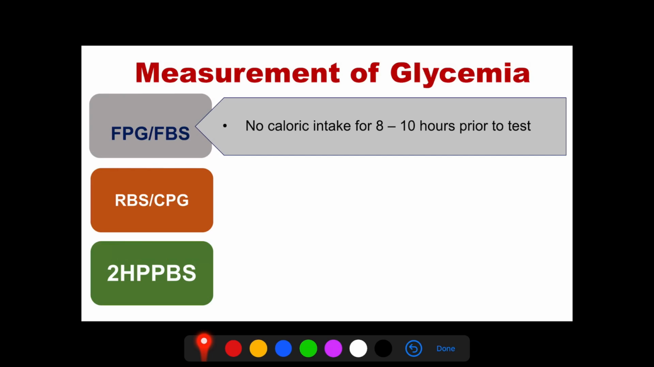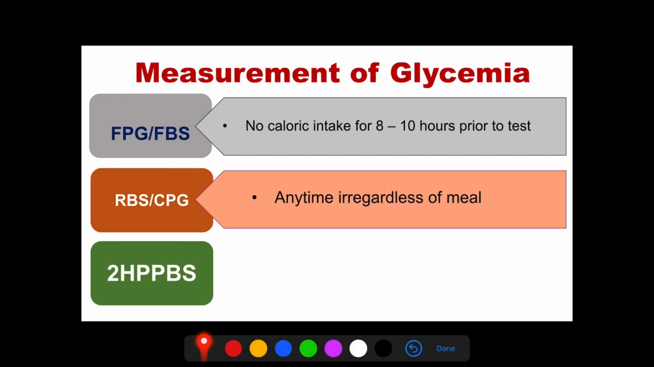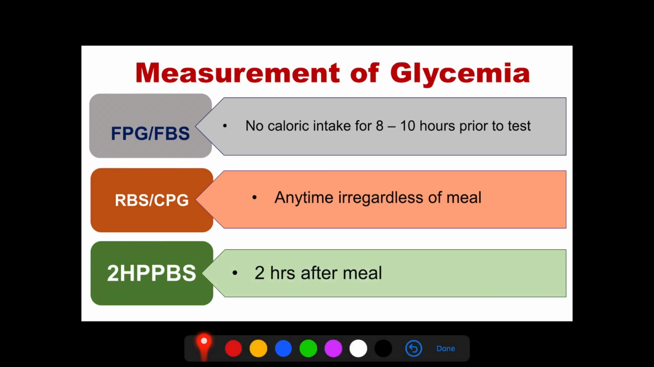Another one, for the RBS, it's any time of the day regardless of meal intake. Specifically for the RBS, it's ideally collected 2 hours after eating. That's the usual protocol in the hospitals. But for CPG, to be specific, this is the one that refers to any time of the day regardless of the meal, so the casual plasma glucose. And simply, the 2-hour postprandial test is done 2 hours after a meal, so the blood specimen will be collected from the patient 2 hours after eating.